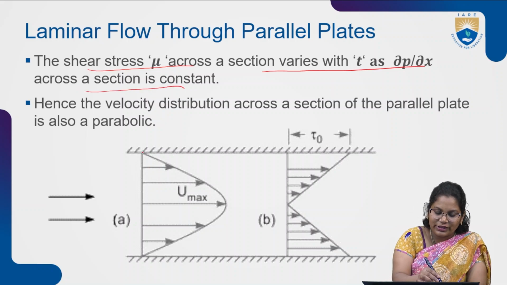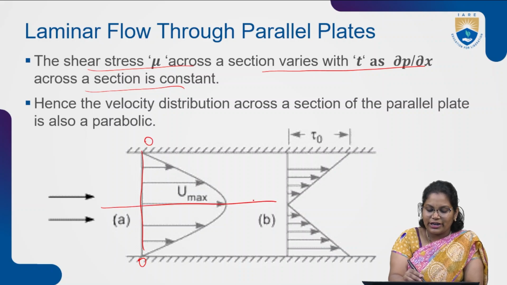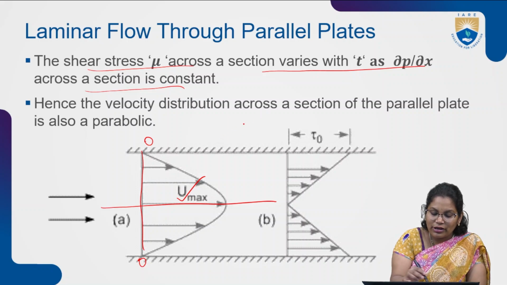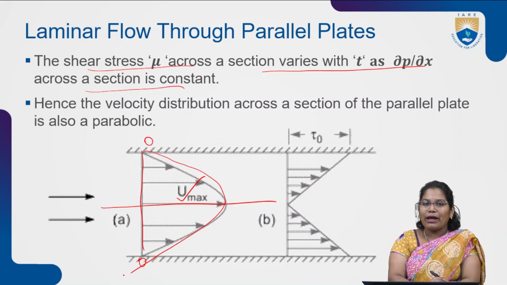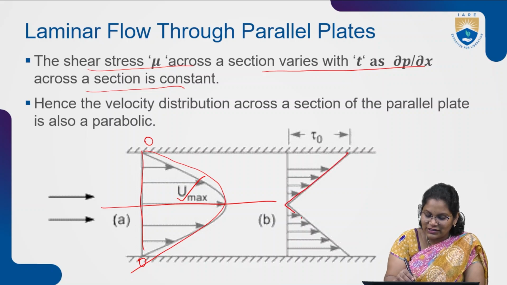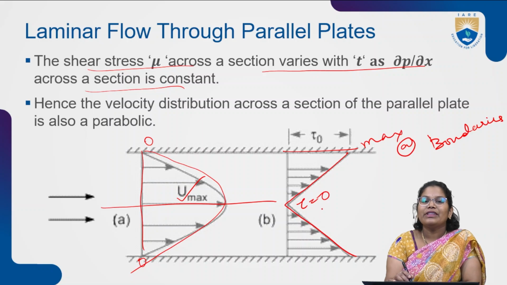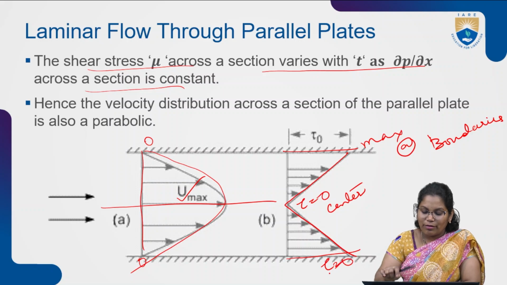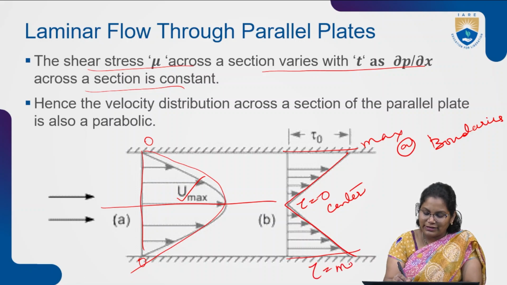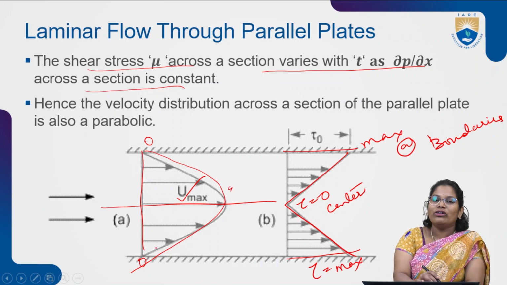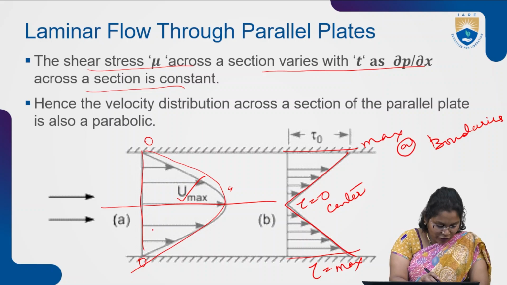Right? So here at the boundaries the velocity is 0, and at the middle the velocity is maximum. So here the velocity profile is parabolic. And here the shear stress is maximum at the boundaries, and shear stress is minimum at the center, where it is 0. But velocity is maximum at the center and 0 at the boundaries.